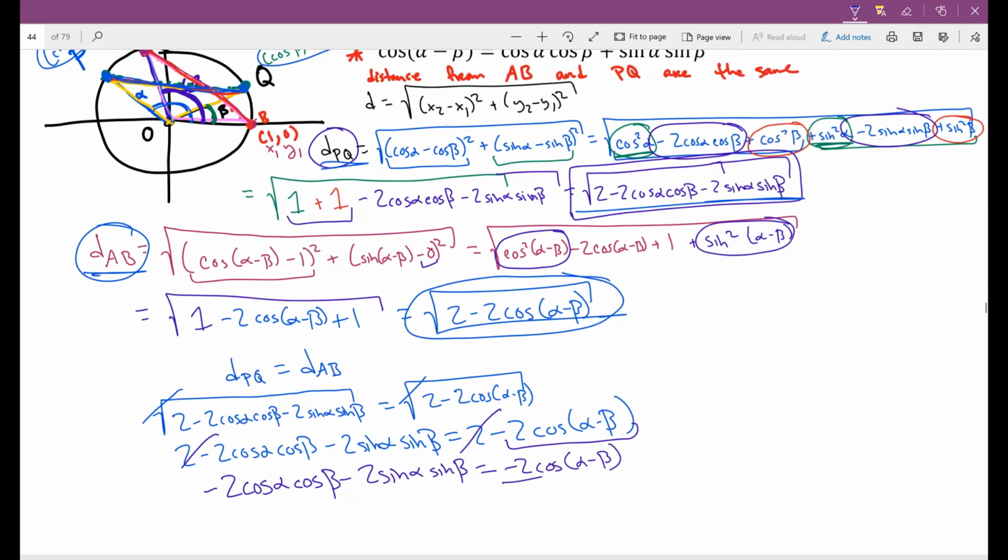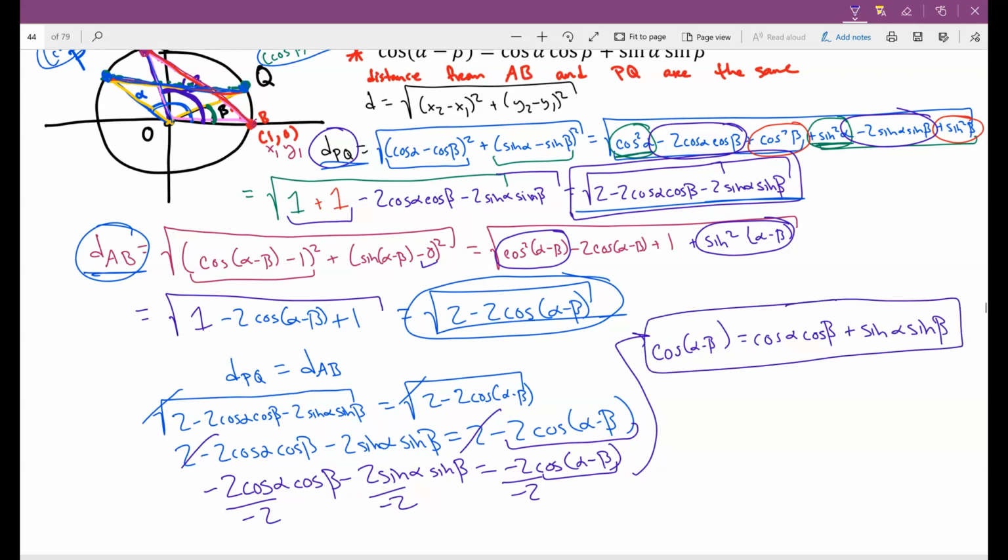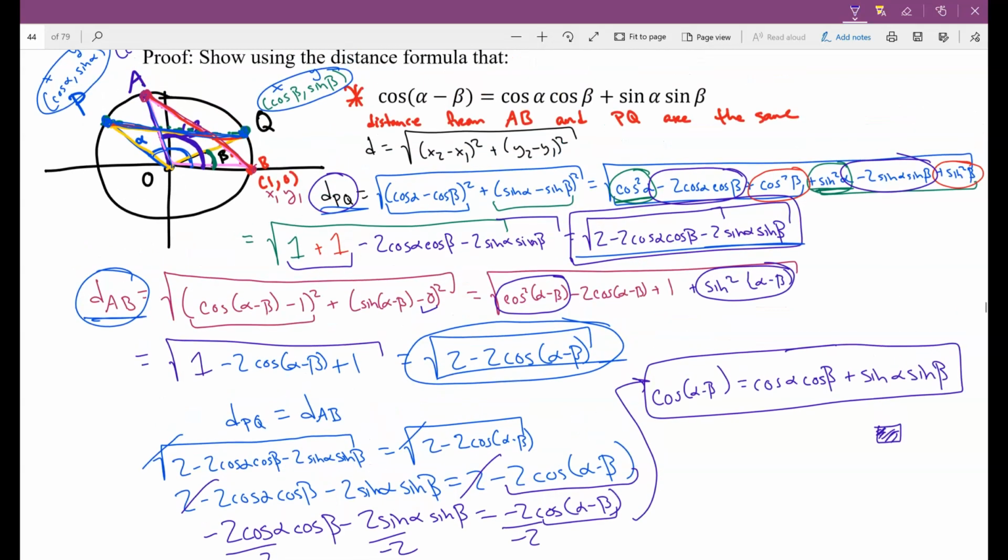So I can divide negative 2 into all of the sides. So on this side, I'm left with the cosine alpha minus beta. On the other side, I'm left with a positive cosine alpha cosine beta. And then I have a positive sine alpha sine beta. And this actually concludes the proof. Okay, because that is what we're trying to figure out. What exactly was cosine alpha minus beta? And that was this guy.